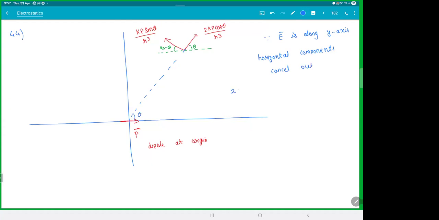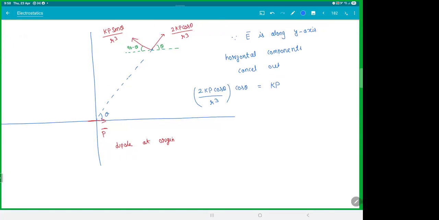So that would be 2 kp cos theta by r cube, which must equal kp sin theta by r cube, with cos 90 minus theta. That's another sin theta. You can clearly see you get tan square theta is equal to 2.